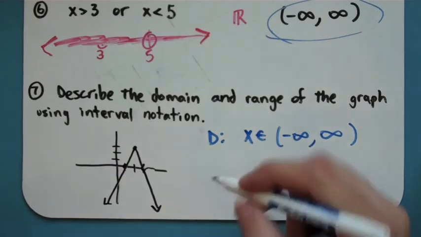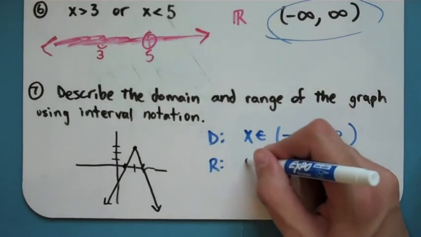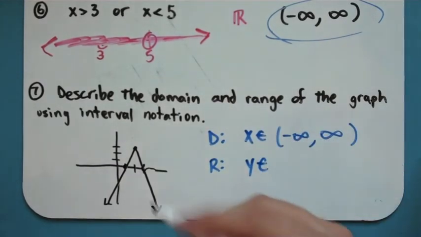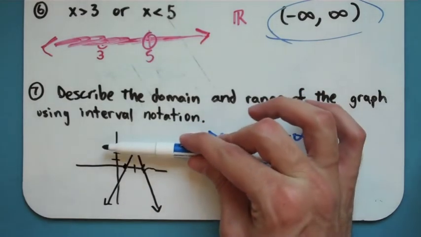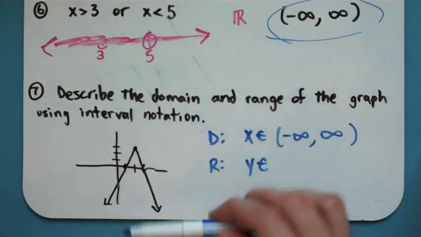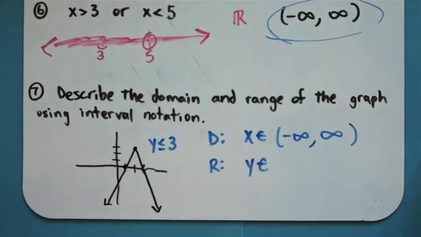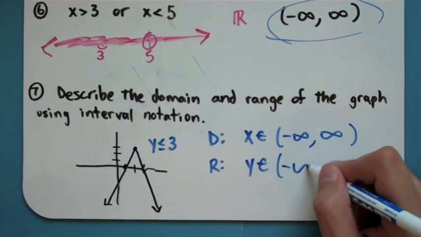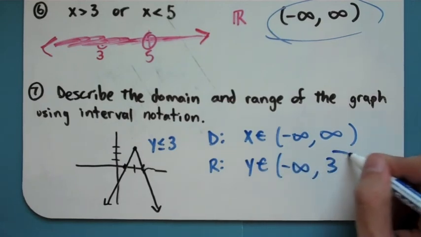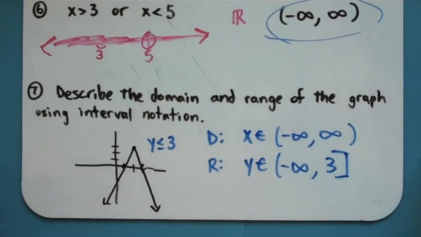My range, on the other hand, range is the y's, and that is not going to be all real numbers. The range is from here downwards, so it's at 3 and below. We would have written that as y is less than or equal to 3. So as an interval, that's going to go from negative infinity to positive 3. Recall how we wrote those in previous examples. So that's basically how you use interval notation to accomplish the same thing that inequalities do.